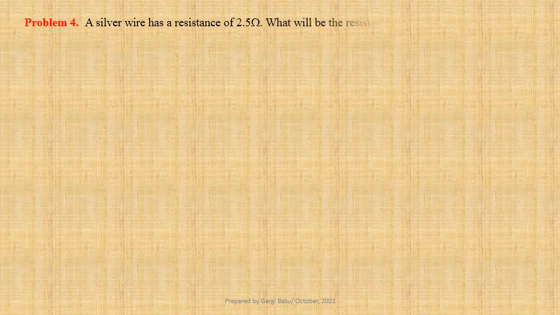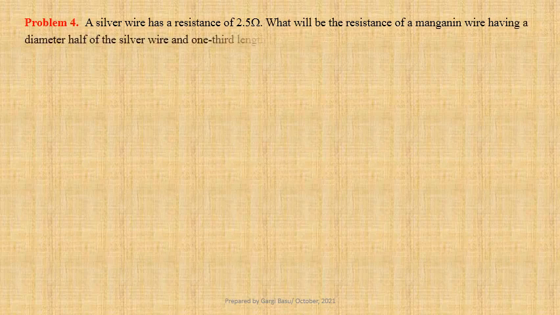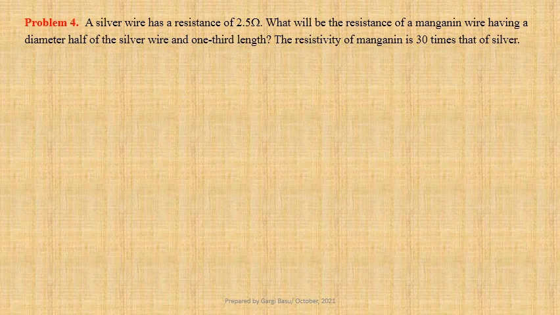A silverware has a resistance of 2.5 ohm. We have to determine the resistance of a manganese wire having a diameter half of the silverware and 1/3 length. The resistivity of manganese is 30 times that of silver. Let us first write down the given data.